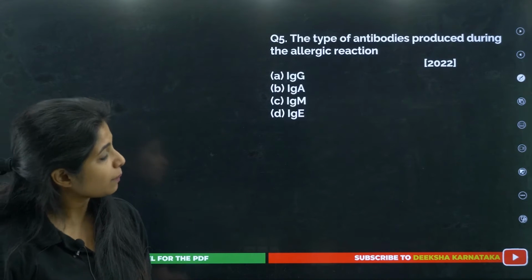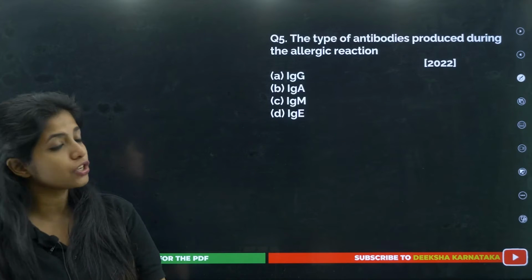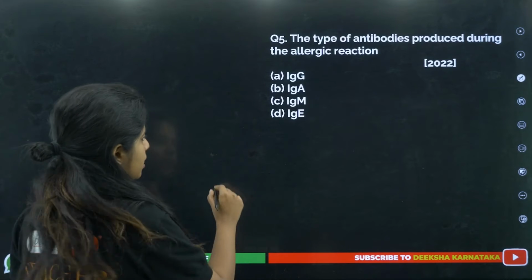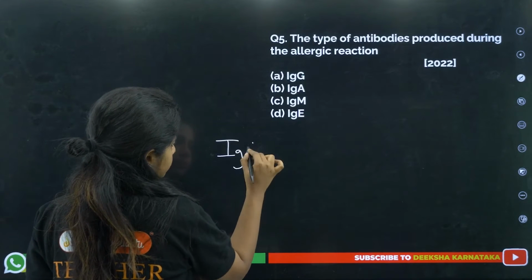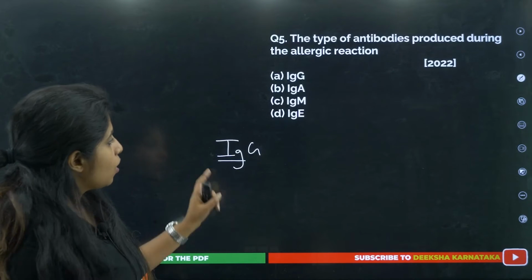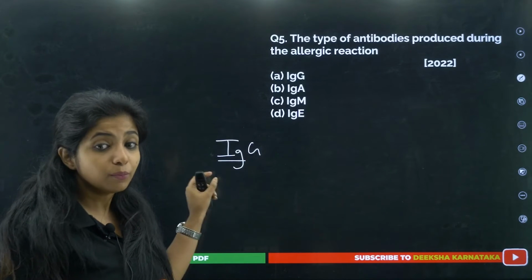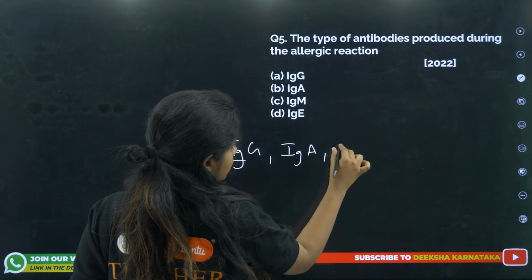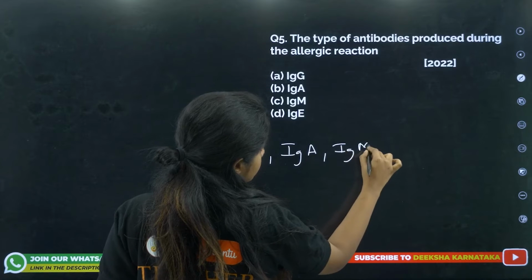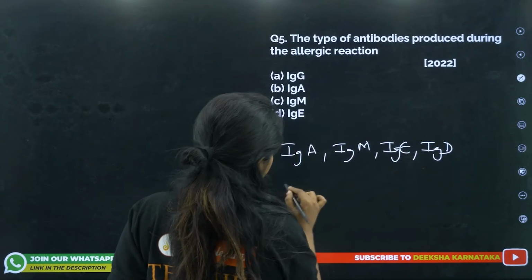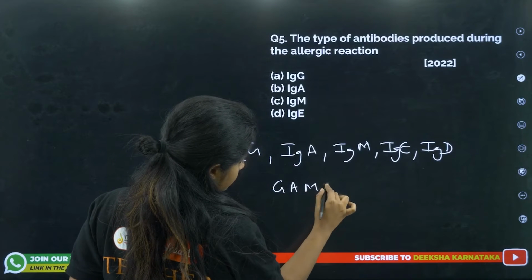Next question. The type of antibody produced during the allergic reaction. So, you have to remember there are 5 types of antibodies. IgG. Ig stands for immunoglobulin. You say it's a protein. Okay. All the antibodies are protein. What protein? Immunoglobulin. So, immunoglobulin G, then you have IgA, then you have IgM, you have IgE, then you have IgD. Gamed, I remember like this.